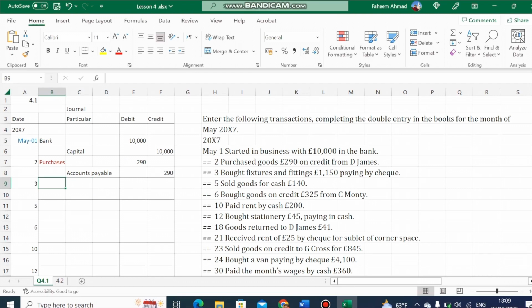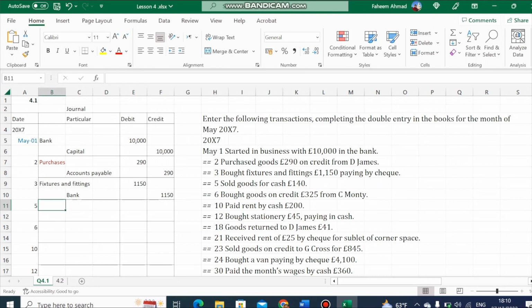Okay, next we have bought fixtures and fittings. Fixtures and fittings is an asset, increases, debit. Paying by check. Check means bank account. Bank is an asset, decreasing. Asset decreases, credit. So bank, credit. Whenever you see check, check means bank. Amount 1150.